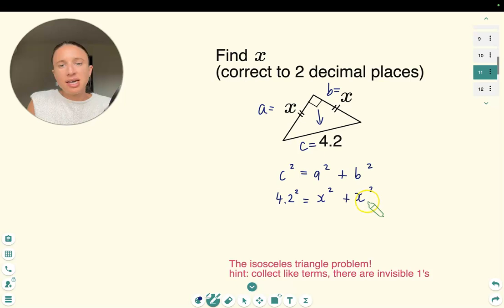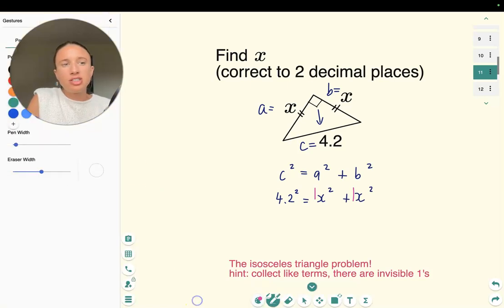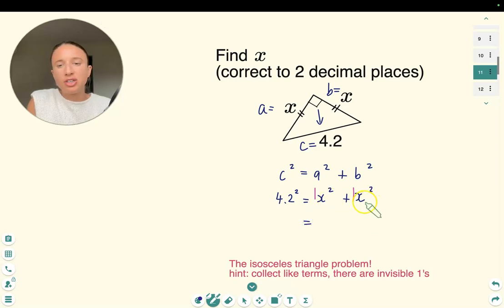So a lot of students at this stage don't know where to go from here. But the key is simplify. Simplify on each side at every step. How do you reckon we could simplify X squared plus X squared? Now, there are invisible ones here. What do you think 1x squared plus 1x squared is going to be? It's going to be 2x squared. That's just collecting like terms when you're adding algebraic things. So it's 2x squared. And then simplify on the left-hand side, 4.2 squared.